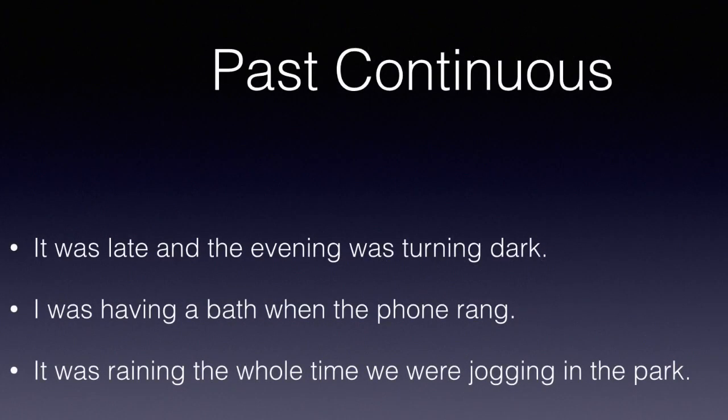We form the past continuous with the verb to be in the past simple, was or were, and the present participle, the ing form. Let's look at three uses. It was late in the evening, it was turning dark, or was becoming dark. This is background information.